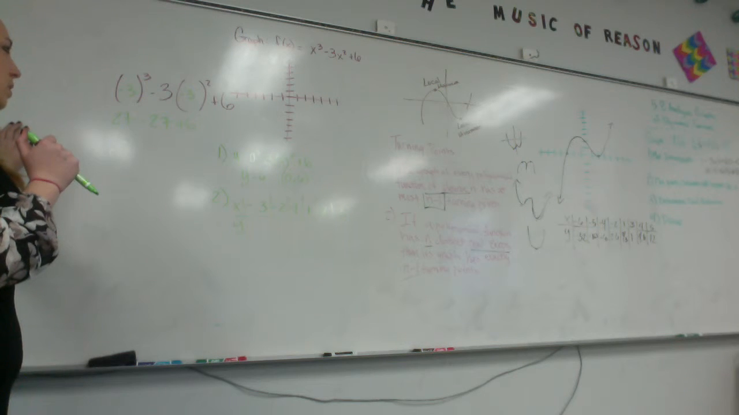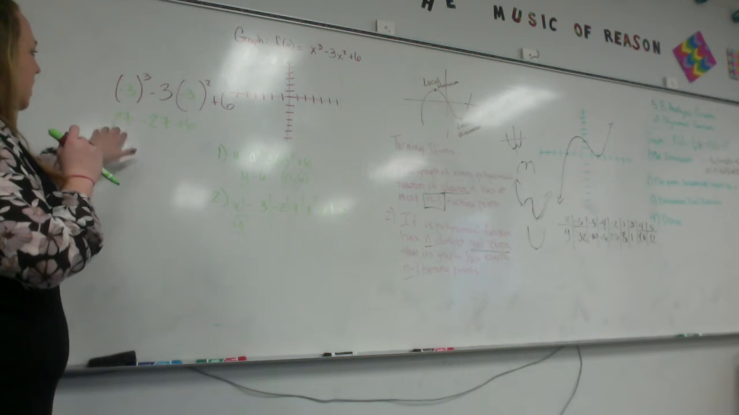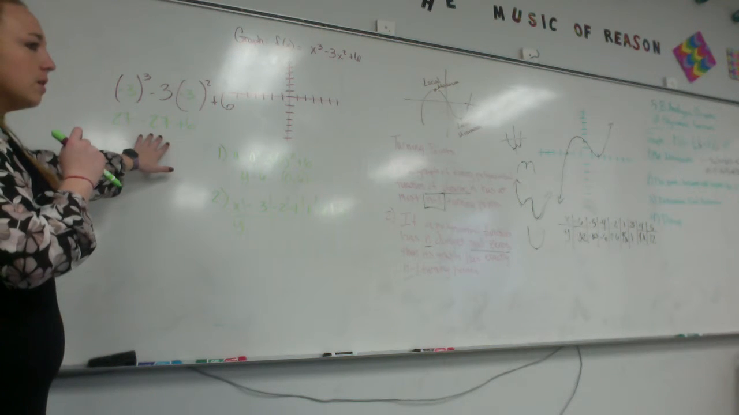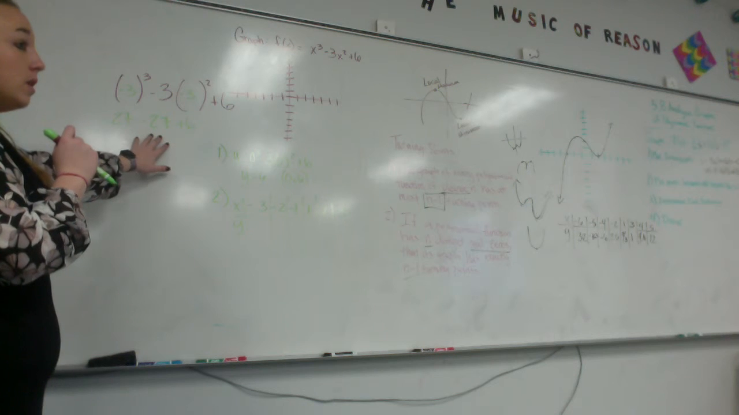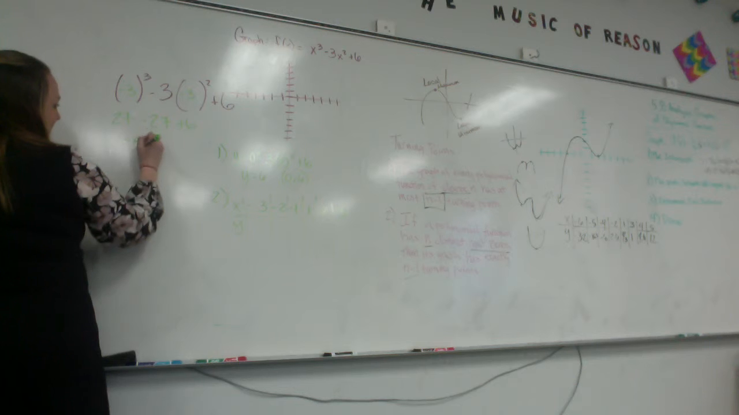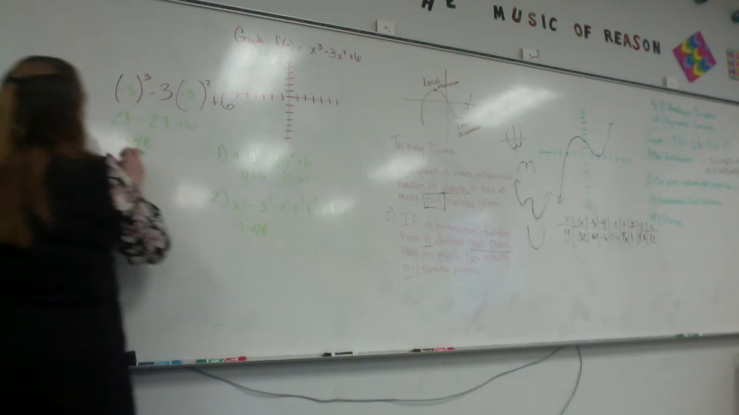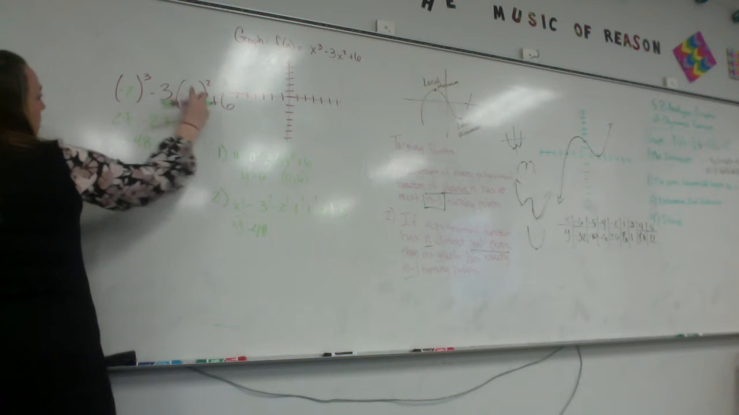Negative 48, negative 54. You got what? Negative 54. What did you do first? You did negative 27, negative 27 together? Yes, and you got negative 54. And then you added 6 to it? Oh, it's negative 48. Okay, good. So I get negative 48. Beautiful. What happens when I plug in negative 2?